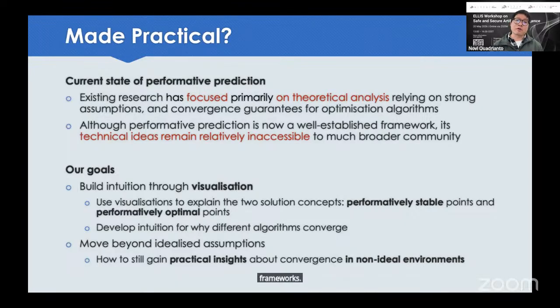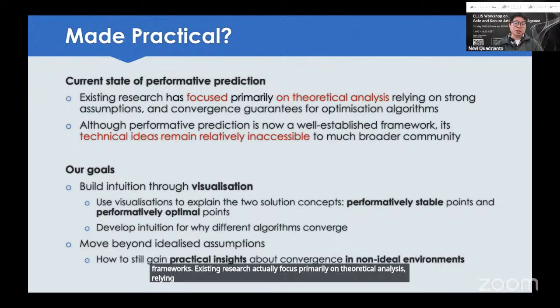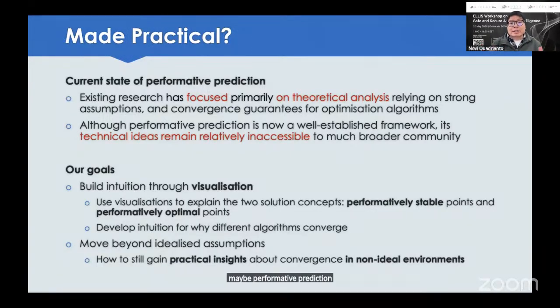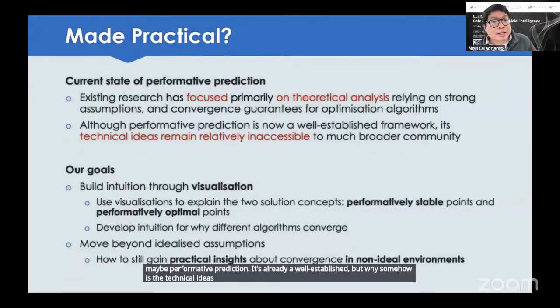Existing research focused primarily on theoretical analysis, relying on strong assumptions and convergence guarantees for optimization algorithms. We might already have a feeling that performative prediction is well established, but somehow the technical ideas remain relatively inaccessible to the broader community. It seems to be a great thing to think about deployment. It's not the end, but what comes after the deployment?